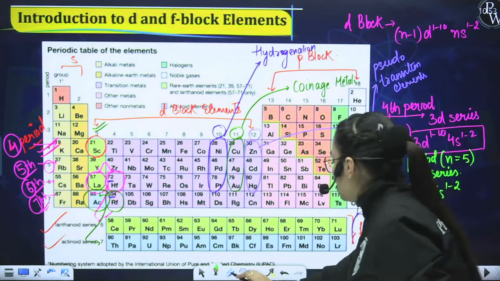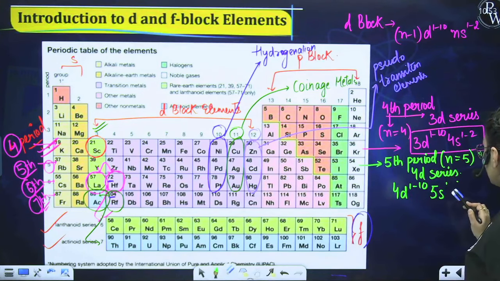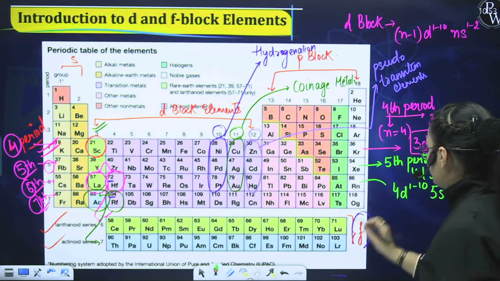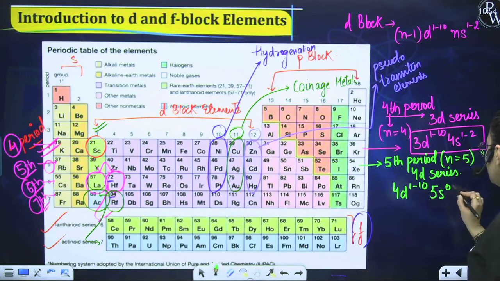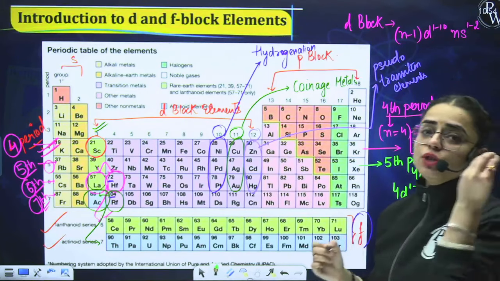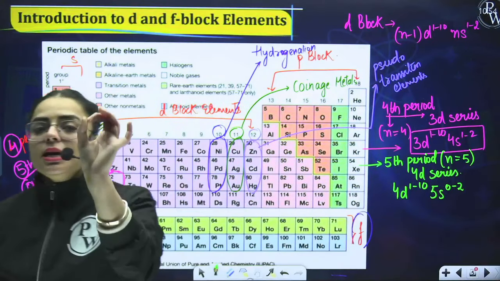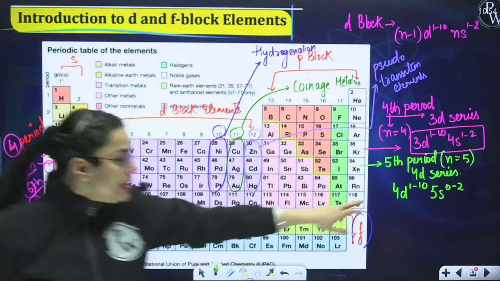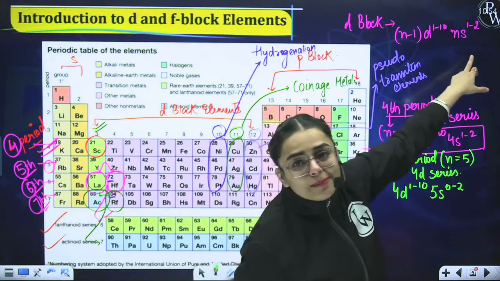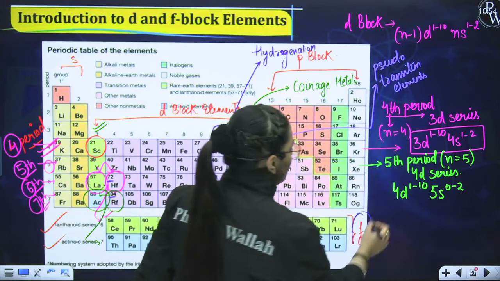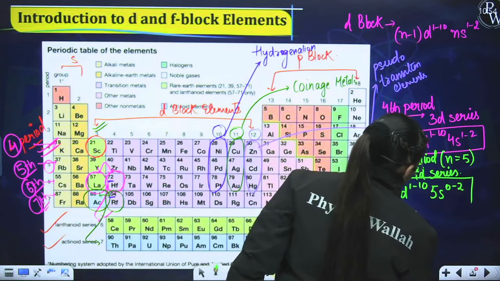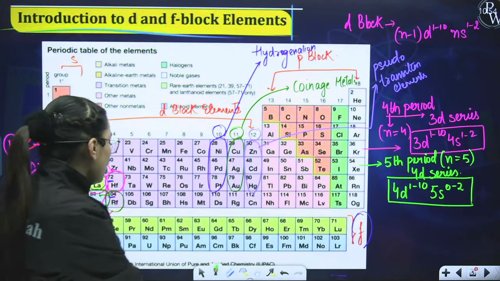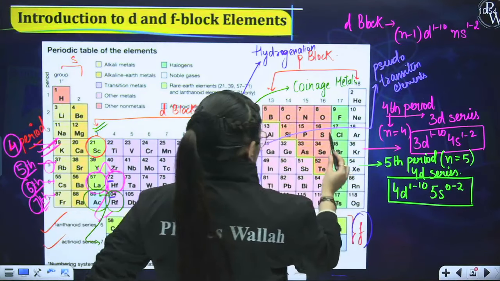The exception is that in this fifth period, there will be an electronic configuration in which you observe that the 5s orbital contains 0 electrons. That means 5s 0 to 2. So this is an exception, but the general form shall be ns 1 to 2. Okay, this is for the fifth period, which you can refer to as the 4d series. Now moving on to the next part.